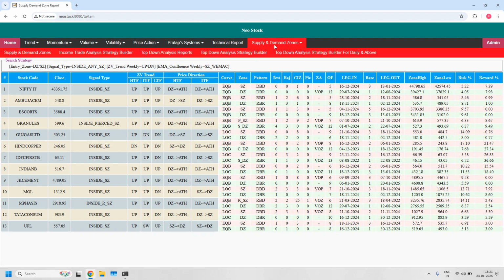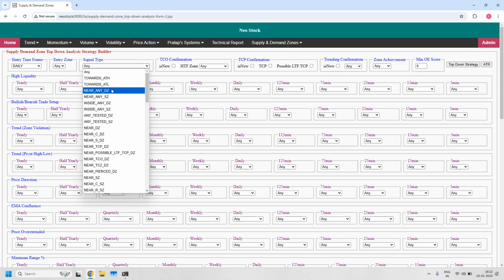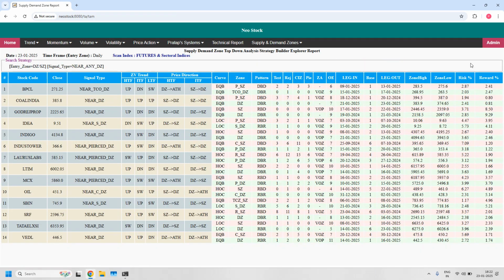Next time frame is daily. Entry time frame daily. Let us find the stocks near daily demand zone. 14 stocks are filtered near to the daily demand zone. Now let us identify the high liquidity zones from this list.